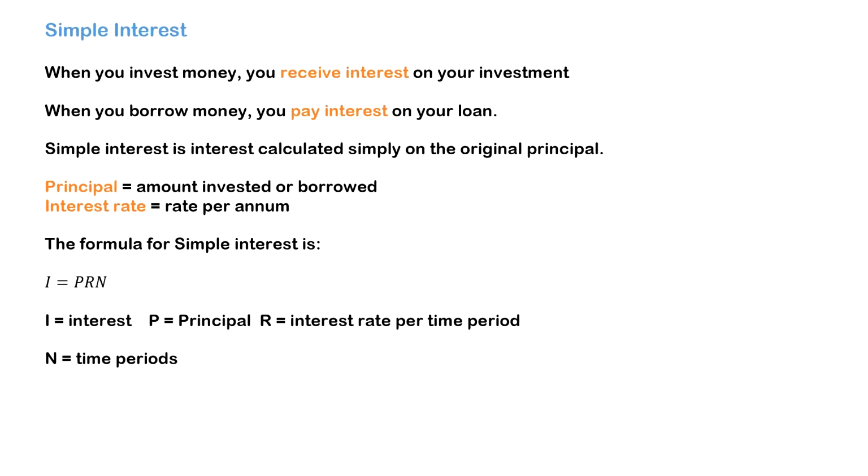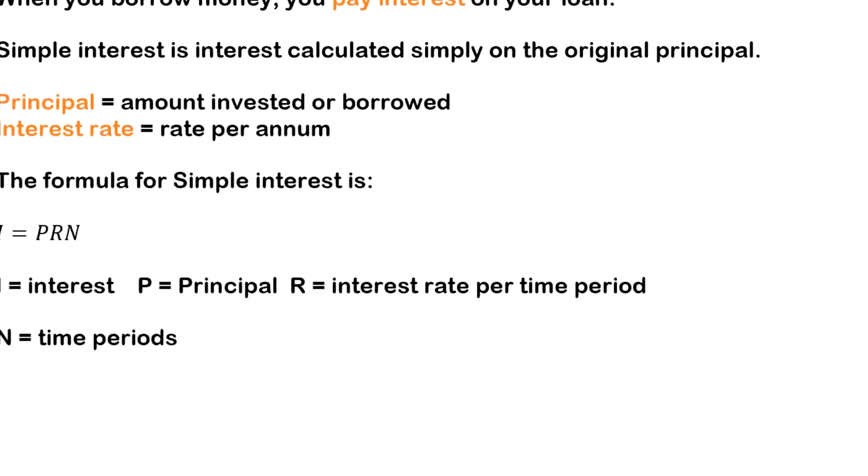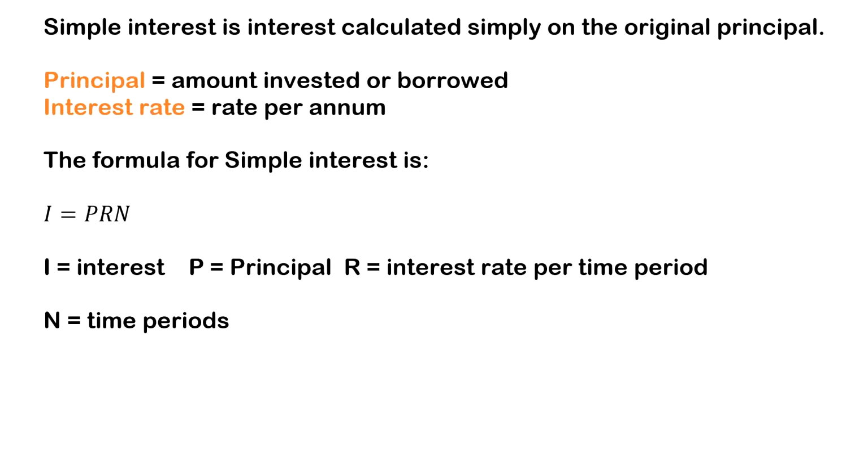So the principal is the amount invested or borrowed, and the interest rate is usually a rate per year, per annum. Now, there is a formula, which you can see on your screen there, I equals PRN, where I is your interest, P is your principal, R is your interest rate per time period, and N is the number of time periods there are.